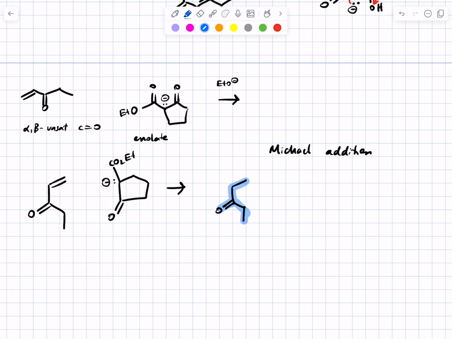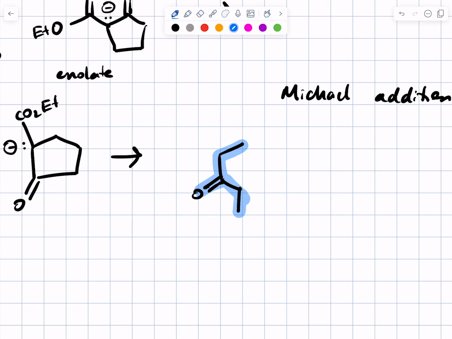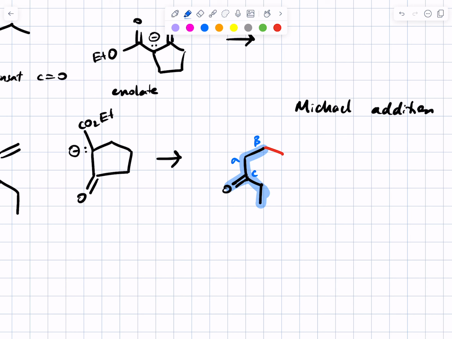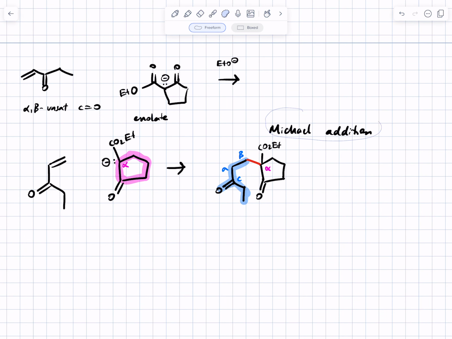And I'll choose blue to highlight. We can even label carbons. In red is the new bond we made in the Michael reaction. And that red bond is between the pink alpha carbon and the blue beta carbon. So now I can draw the six-membered ring with a carbonyl here, and then the ester there. All right, so that's the Michael addition product. Questions about how we got there?